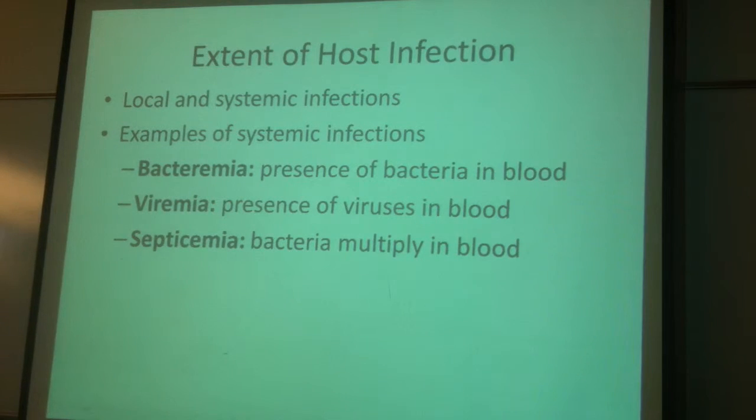Okay, so we're looking at systemic infections. So, entire body, systemic. So we have bacteremia, the presence of bacteria in the blood, versus viremia, which is the presence of the virus in the blood, versus septicemia, which is bacteria actually starting to multiply in the blood. Okay? So it's kind of like, how bad is this infection?